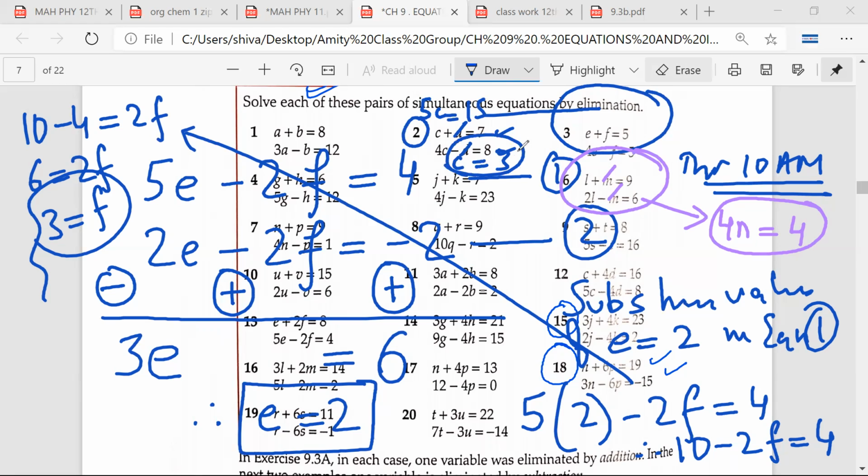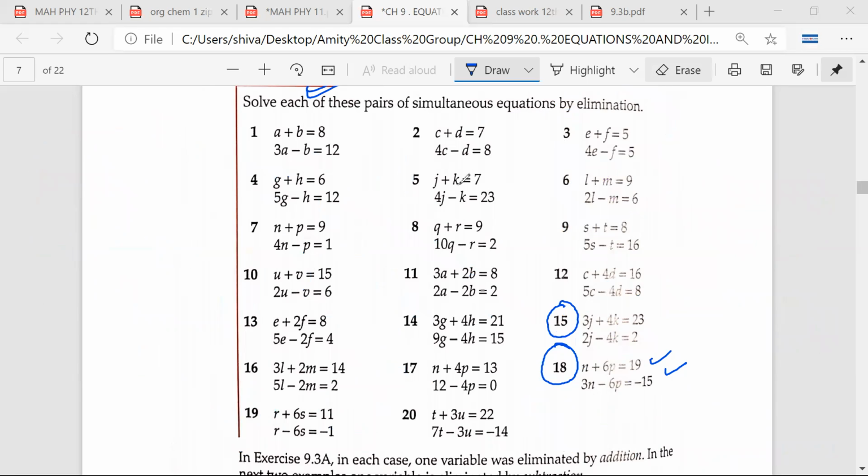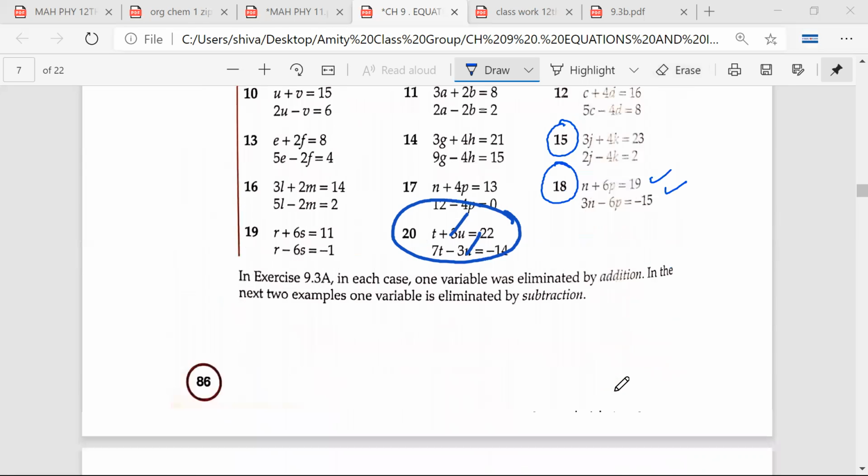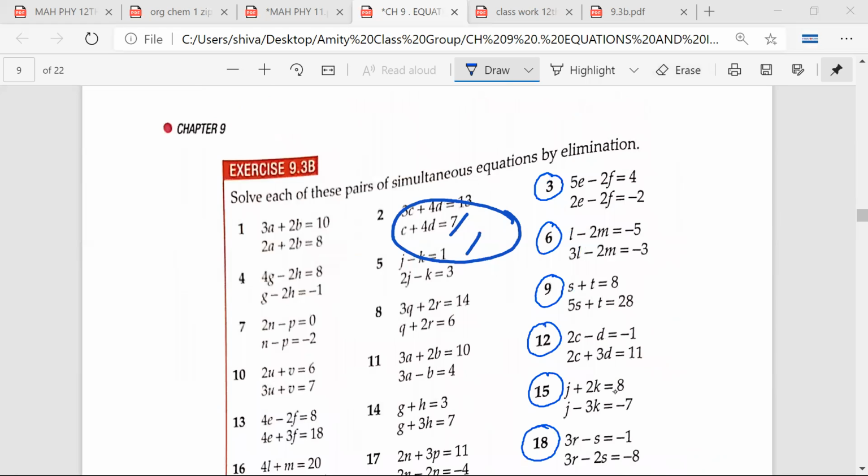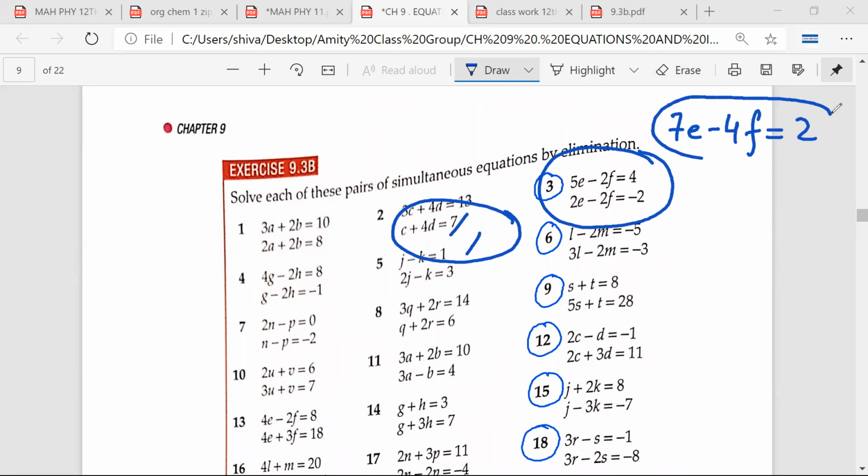Do you see the difference? Can you see the difference? So for example, if I take question number 8, when I add these two equations, this and this will cancel. While in 9.3b, what you need to understand is that if I add these two equations, the answer that I will get is 7e minus 4f is equal to 2. I have not eliminated anything. Do you see the difference or not?